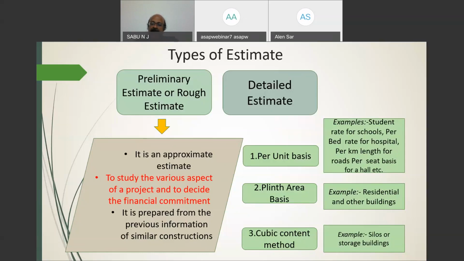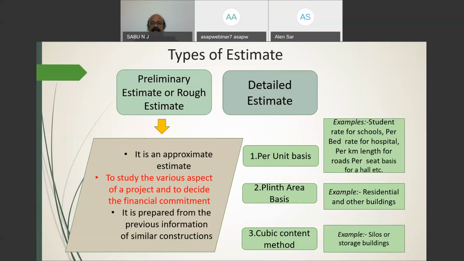So that can be compared with past buildings or similar types of buildings. Then that cost or rate per plinth area is multiplied with the total area, and you will get the cost. Similarly for the other two methods. This is a very simple method for arriving at the preliminary or rough estimate.